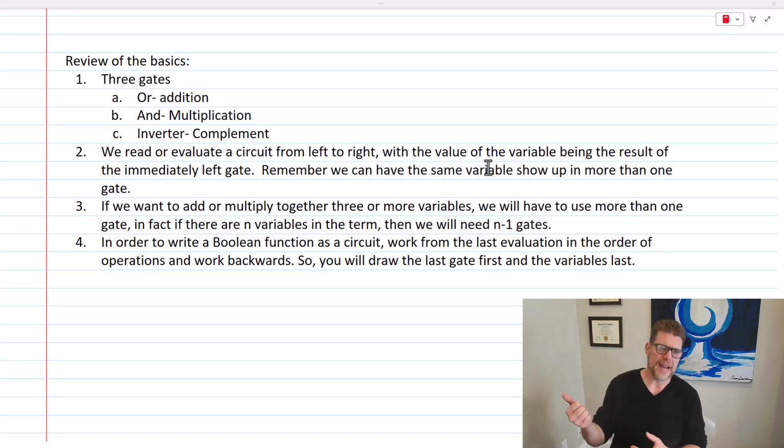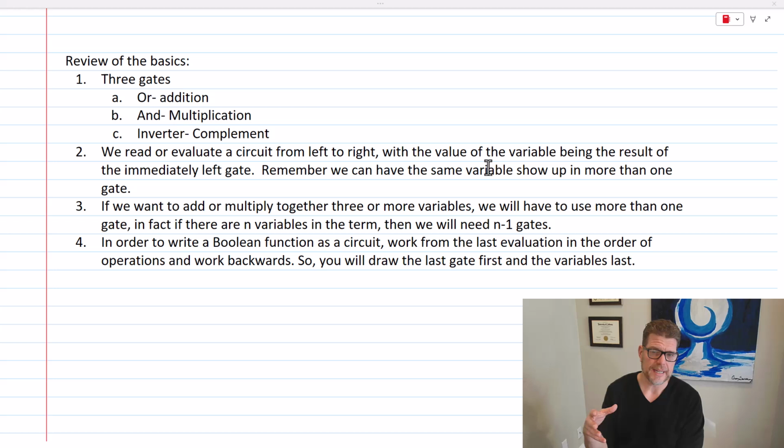So remember, we've got three gates. We've got OR, which is addition, AND, which is multiplication. We've got inverters, which is the complement. When we read, we're going to evaluate a circuit from left to right, with the value of the variable being the result of the immediately left gate. So we have terms that are the products of multiple gates. And remember, we can have the same variable show up in more than one gate. We've just got that little loop that's going to hop over the line.